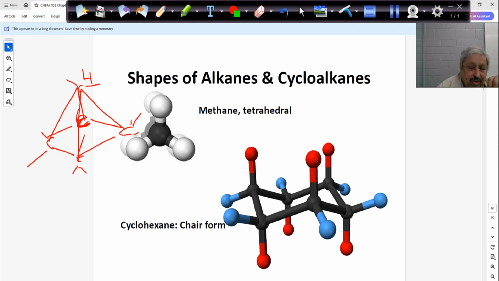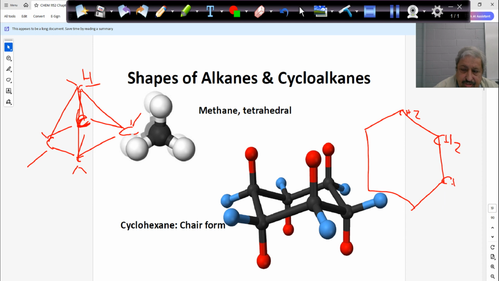The cycloalkanes, however, have a very unique cyclic structure, like cyclohexane, for example. This is cyclohexane without any double bond inside. Okay, that's a molecular formula type of drawing, correct? And for the condensed, you put CH2, CH2 and so on. That's a condensed one.